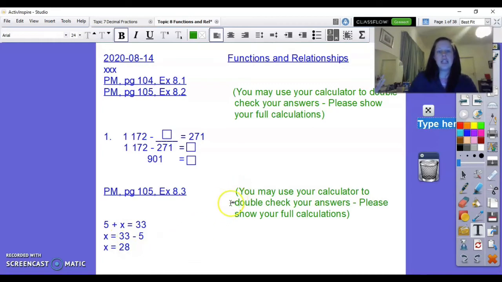Again, you may use your calculator to double check your answers, but please show all your calculations step by step.